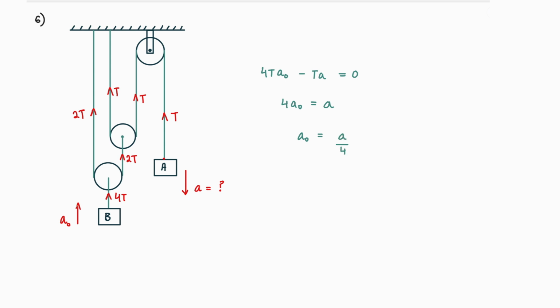Here we have considered that A naught is in the upward direction and A is in the downward direction. So this is the final answer for this particular problem, A by 4. This is the sixth problem in the constraint motion series, and we have only solved this using the method 2 approach.